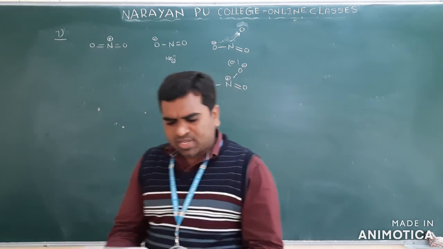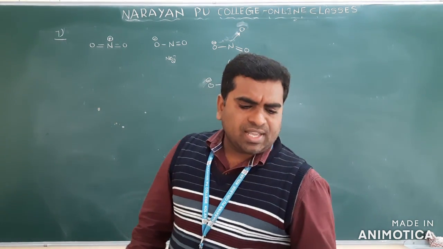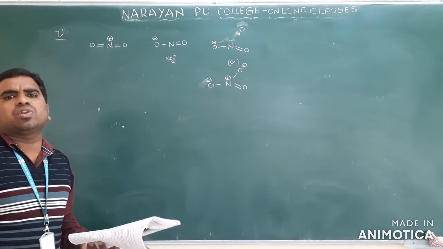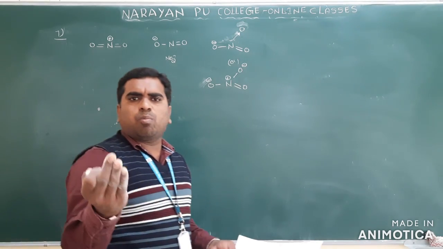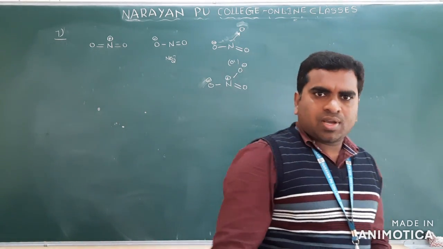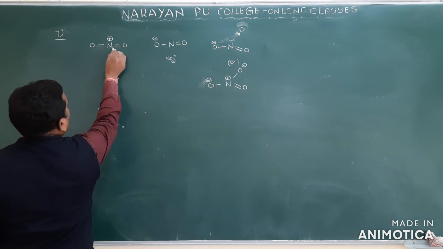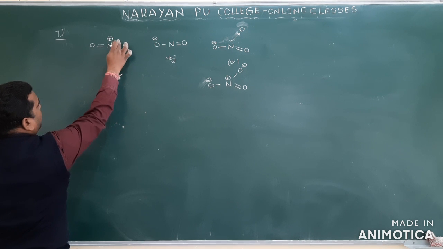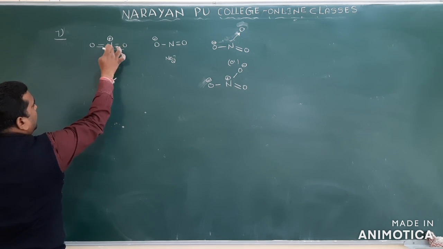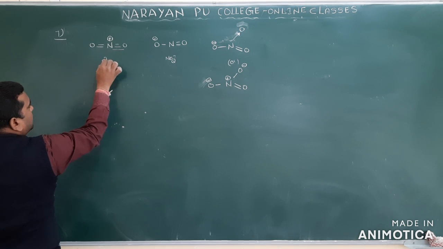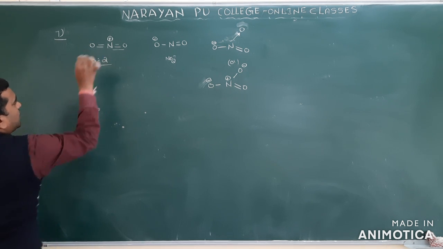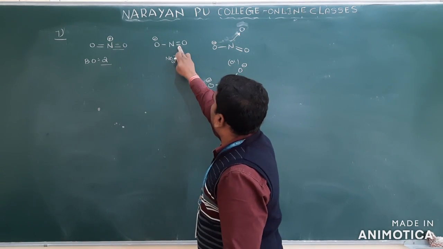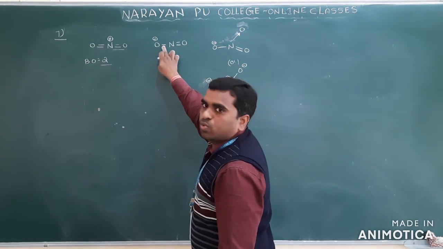Now they are asking about the NO bond length. NO bond length means you calculate the bond order, then you already know the bond order and bond length relation. See now, here what is the bond order? Here also nitrogen and oxygen. 2 bonds are there between the nitrogen and oxygen. Here also the nitrogen-oxygen bond order will be 2. But in this case, in this one 2 and in this one 1.